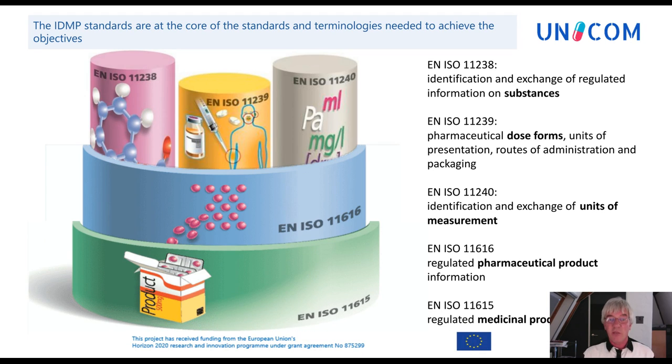And the 5th element is the actual medicinal product as it is regulated, as it is authorized to be marketed in a certain country, in a certain jurisdiction. So we have regulated pharmaceutical product information, we have regulated medicinal product information, those link to the market authorization, but we are aiming to use that same information also in the clinical and in the logistical processes as well.